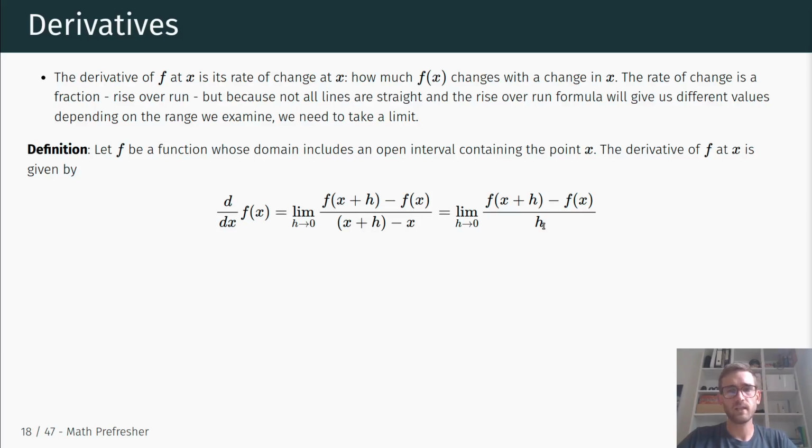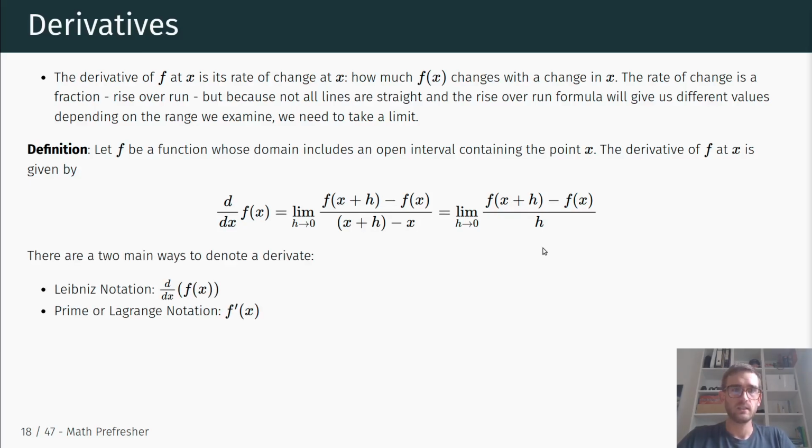Now the point is, we want to examine the instantaneous change for a very small change in x, right? And in order to characterize this, we evaluate the limit of this fraction where h approaches 0, okay? And if this limit is defined, then f of x is said to be differentiable, okay?